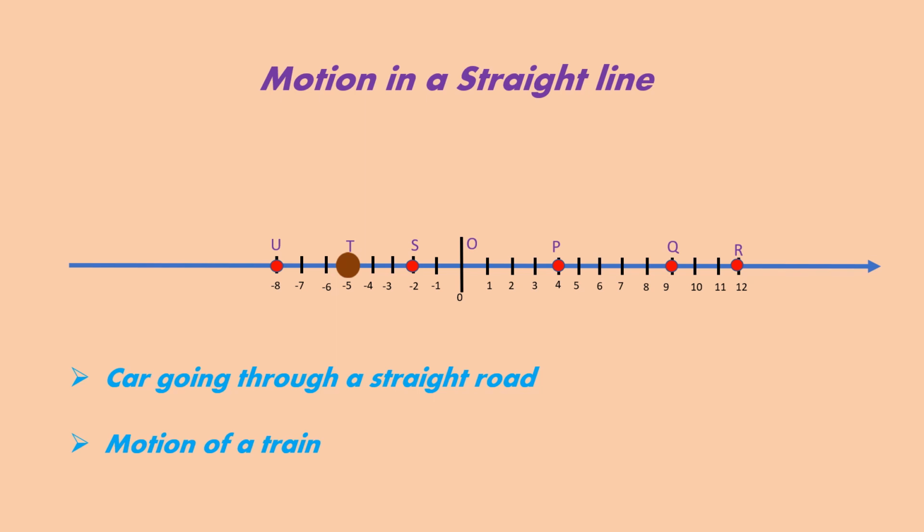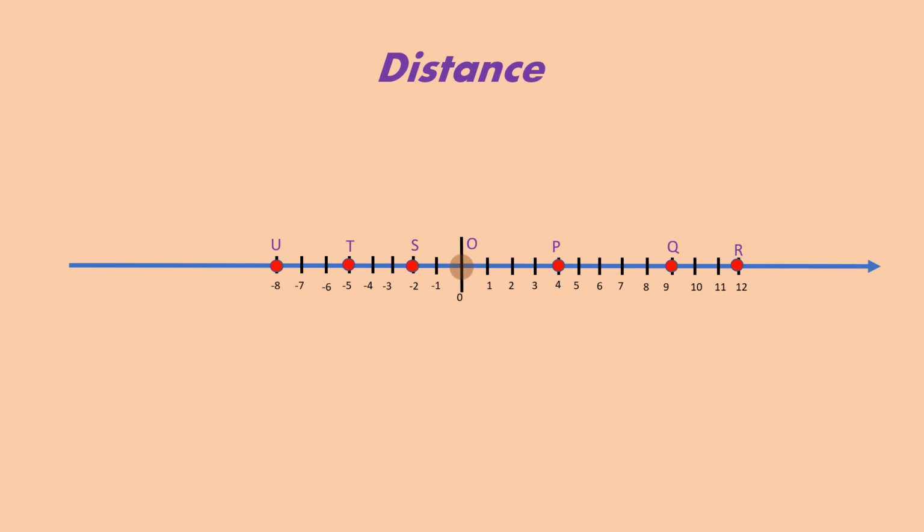So let's start defining distance. What do we mean by distance? Both distance and displacement are a measure of length, but the definitions of these two terms are entirely different. That's why we are first starting with the definition of distance. Distance is defined as the path length traversed by the object.